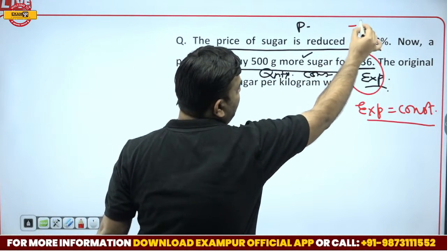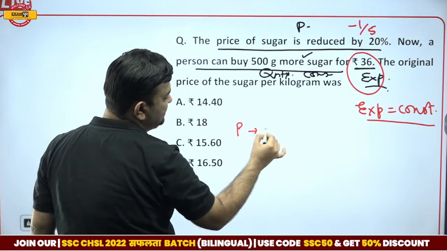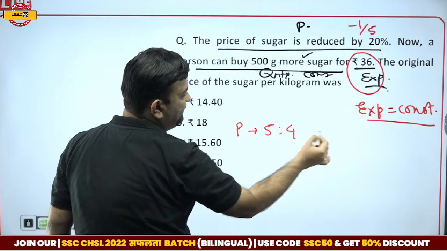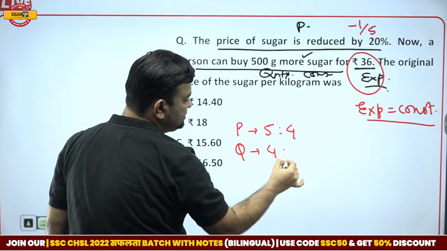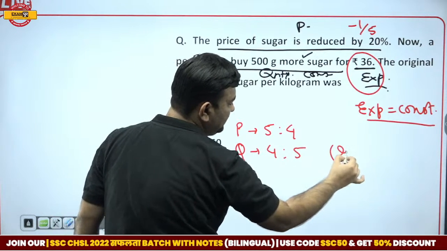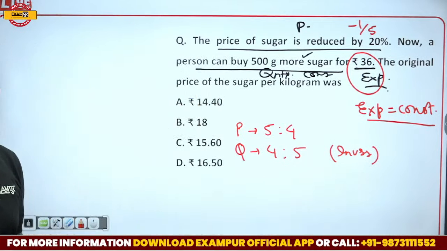Price reduced by 20%, a reduction of 1 over 5. So price is changing from 5 to 4. Expenditure is constant. Quantity should be changing in the inverse ratio, 4:5.